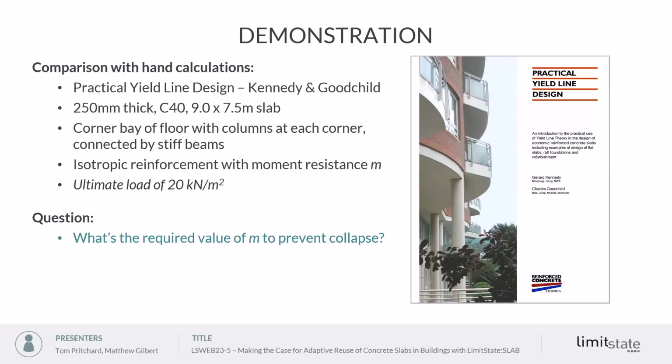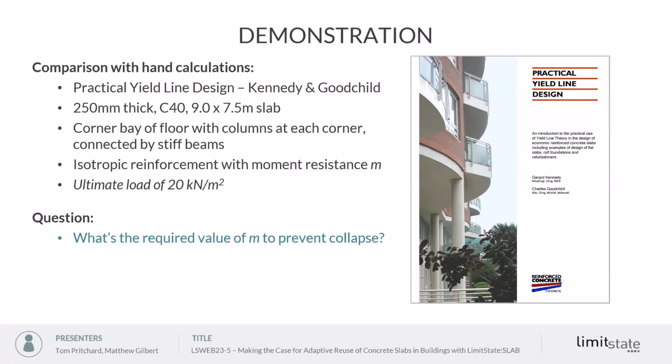It's very useful. And what we'll do is we'll show that one can very easily obtain the same results as the example hand calculations provided in the book, but also that we can move far beyond the constraints associated with manual yield line design and therefore employ the method to our benefit in the context of adaptive reuse.